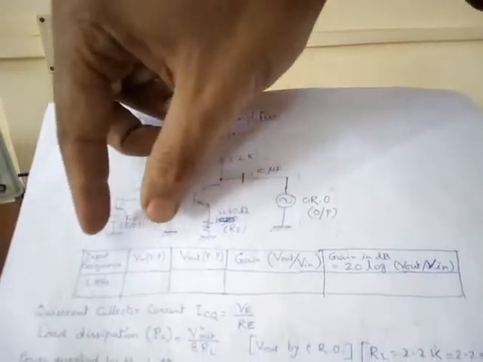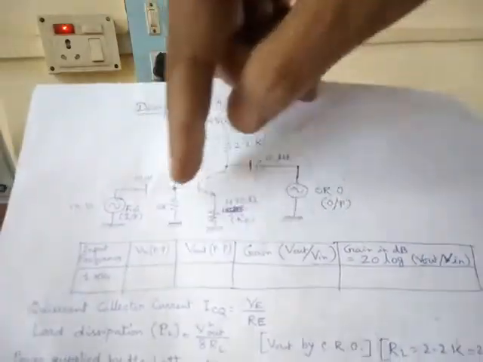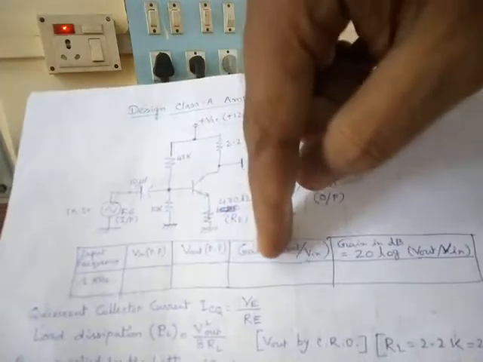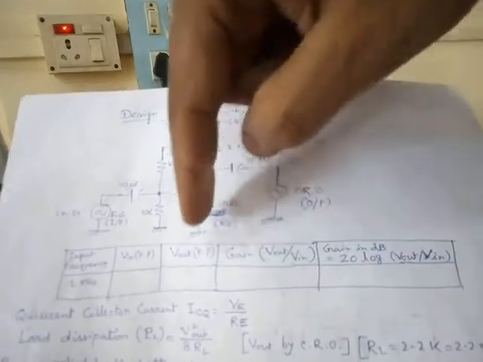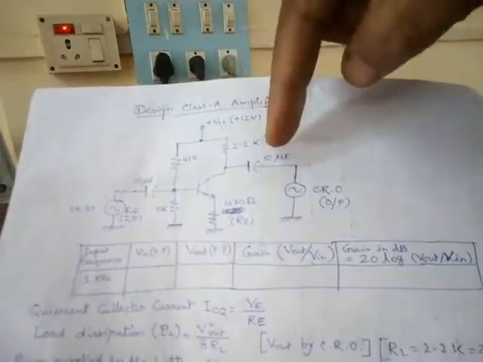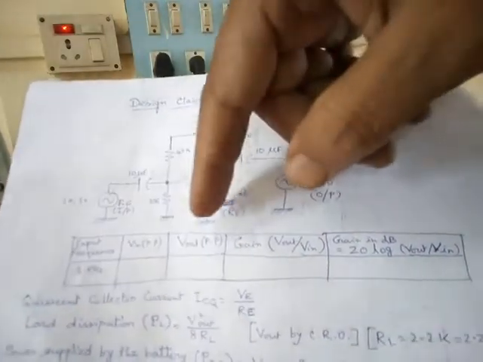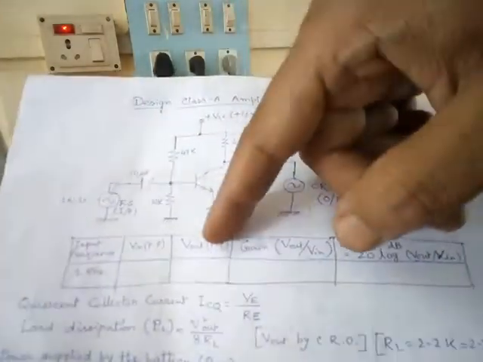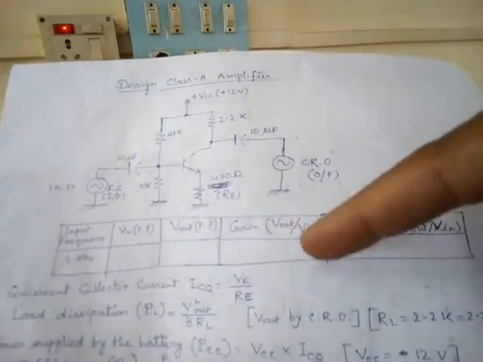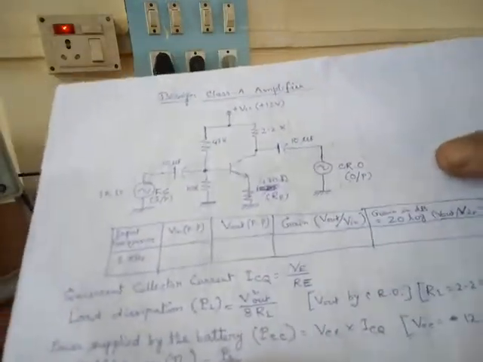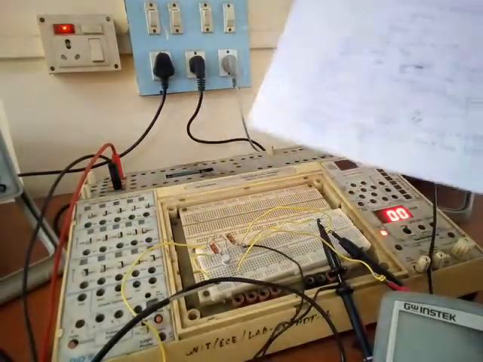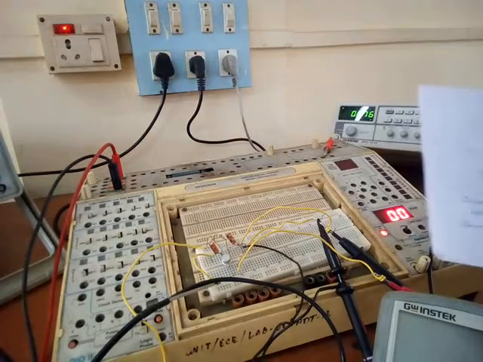There is another table, you can see it. The input frequency, input voltage peak to peak, output voltage, and gain. Gain means V out by V in. Okay, so here V out is 3.2 volt and V in is 1 volt. So gain is 3.2 by 1. I think all this is clear to all of you. Thank you.